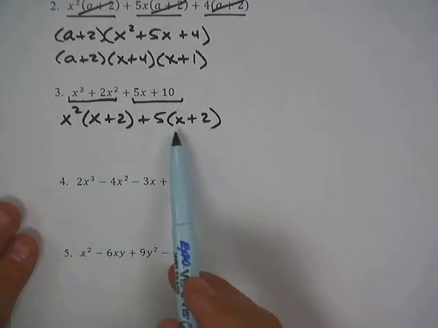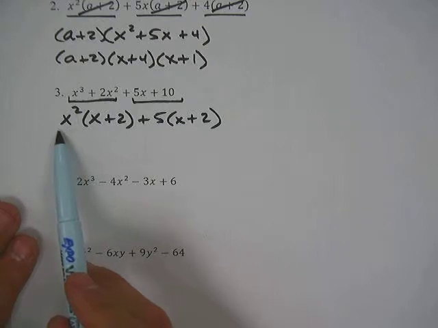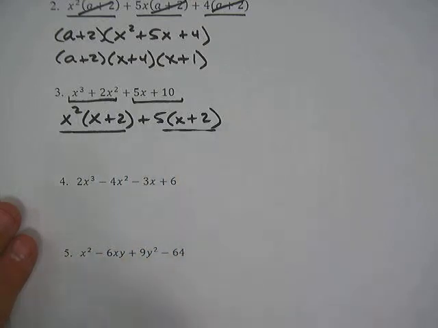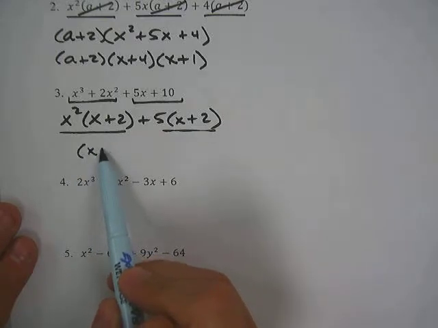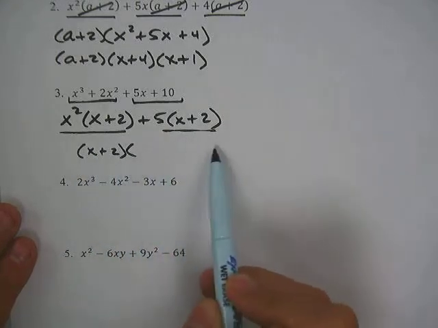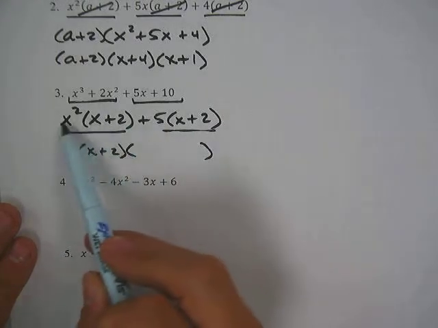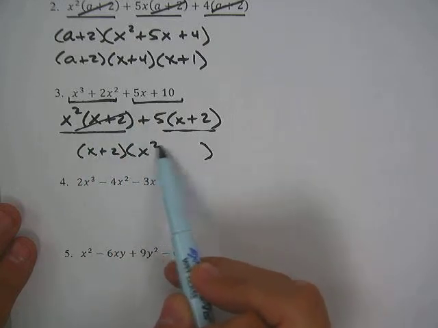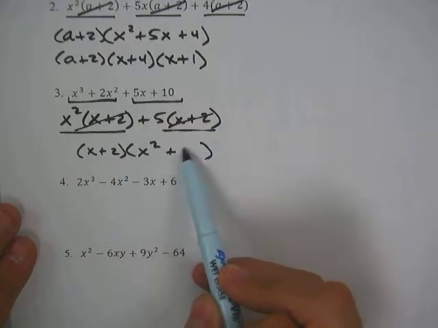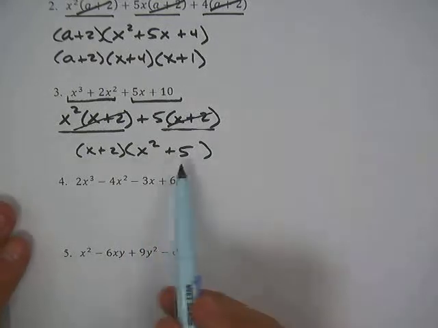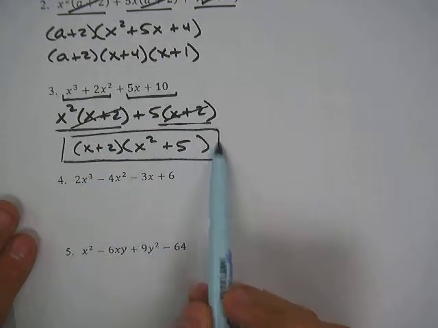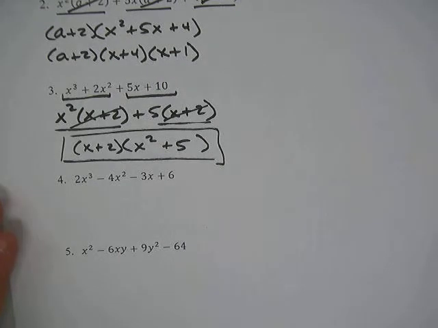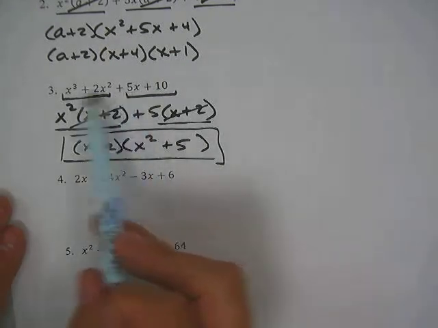And what you'll notice, the result is now I have an x plus 2 common amongst both of these terms here. So I'm going to actually factor that out. So I'm going to take the x plus 2 out. And when I do that, when I take an x plus 2 away from this, I have x squared. Take an x plus 2 from this, I have 5. And this doesn't factor more, so I'm done. There you go.